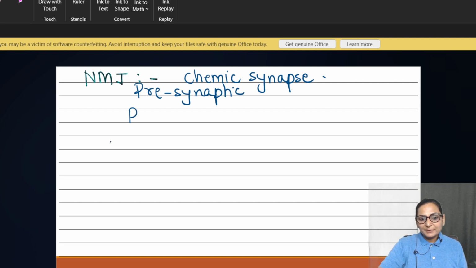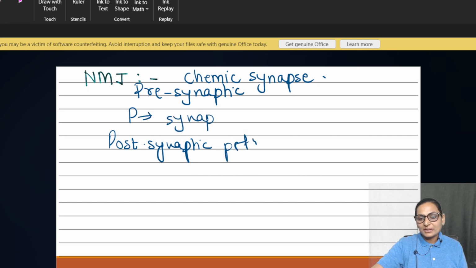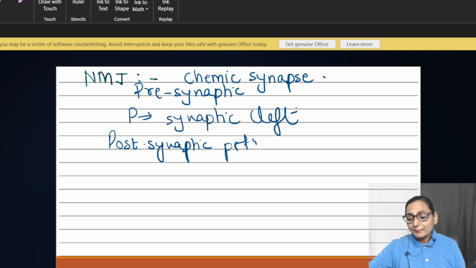Between the presynaptic and the postsynaptic portion, okay, so there's going to be a presynaptic portion, there's going to be a postsynaptic portion, and between both of them there is a gap which is called the synaptic cleft. So all these should be coming up in your structure. You should be able to elaborate it nicely.